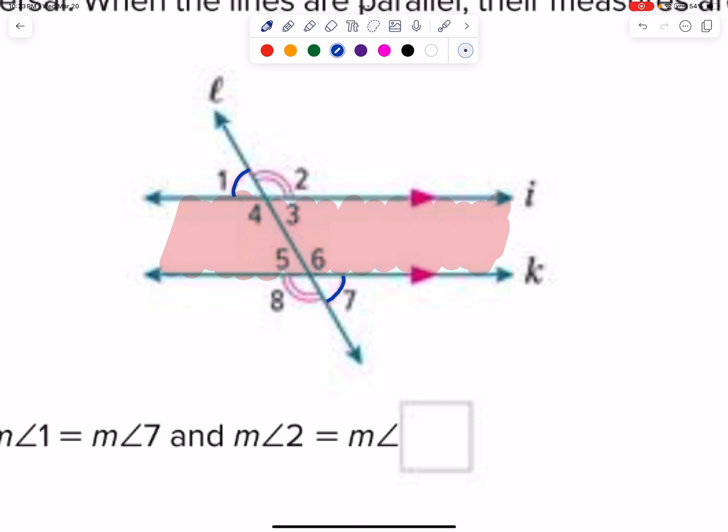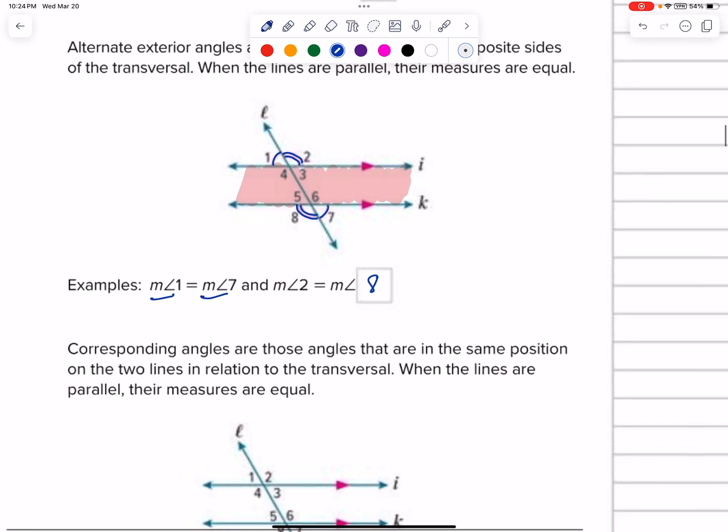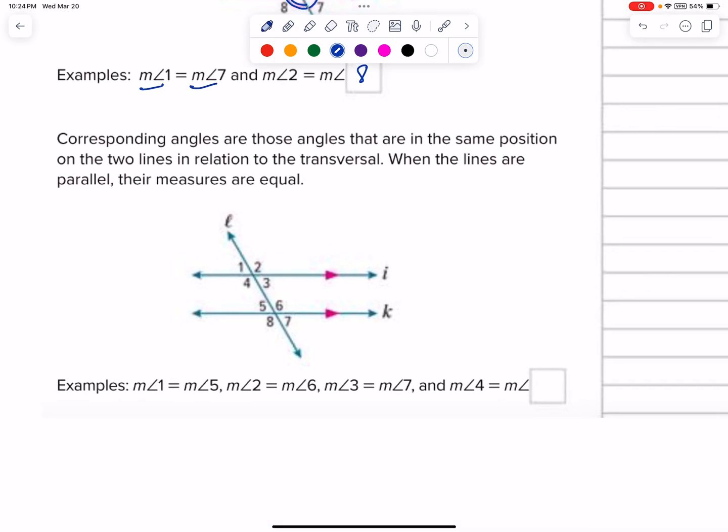Now, to show that angle 2 is equal to angle 8, we do 2 little arcs. So we're showing what's equal to what. And that's how you're going to represent the alternate exterior angles being equal to each other. So angle 1 is equal to angle 7, you can see that right here. And then angle 2 is equal to what? It's equal to angle 8. Okay, alternate exterior. All right, let's go to the next one.